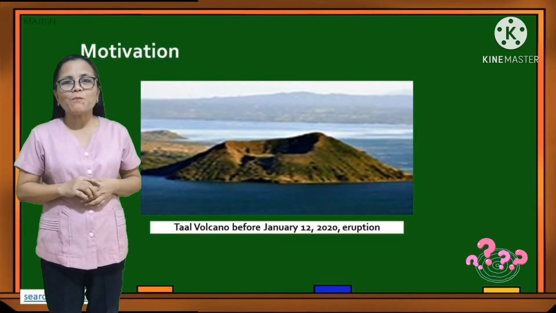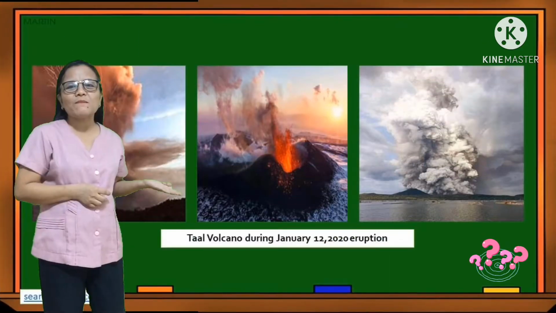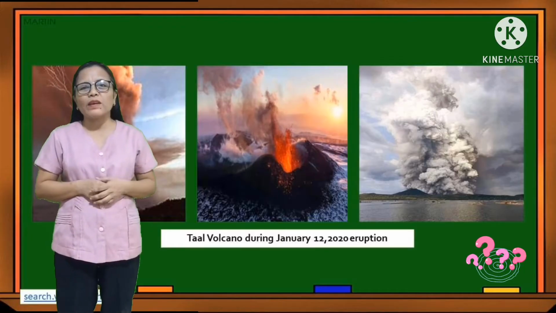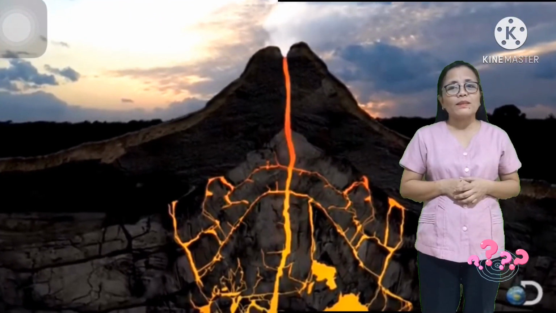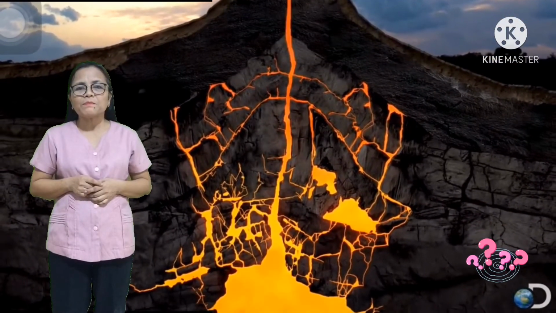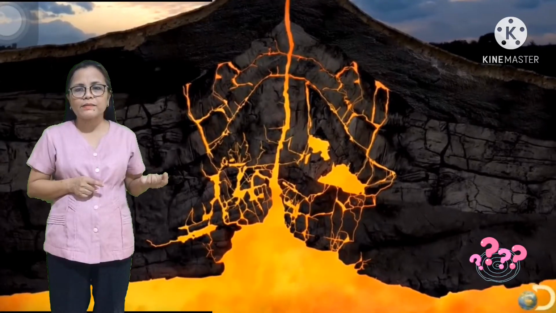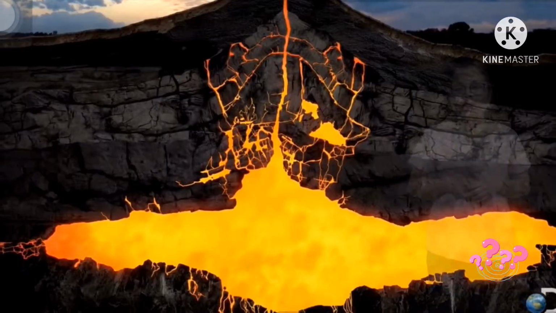That is a picture of Taal volcano before the January 12, 2020 eruption. These pictures reveal what happened to Taal volcano during the 2020 eruption. Volcanoes have hot liquid inside. This is called magma. Sometimes, this magma comes out of the volcano fast. When magma comes out, it is called lava. When this happens, we say that the volcano is erupting.